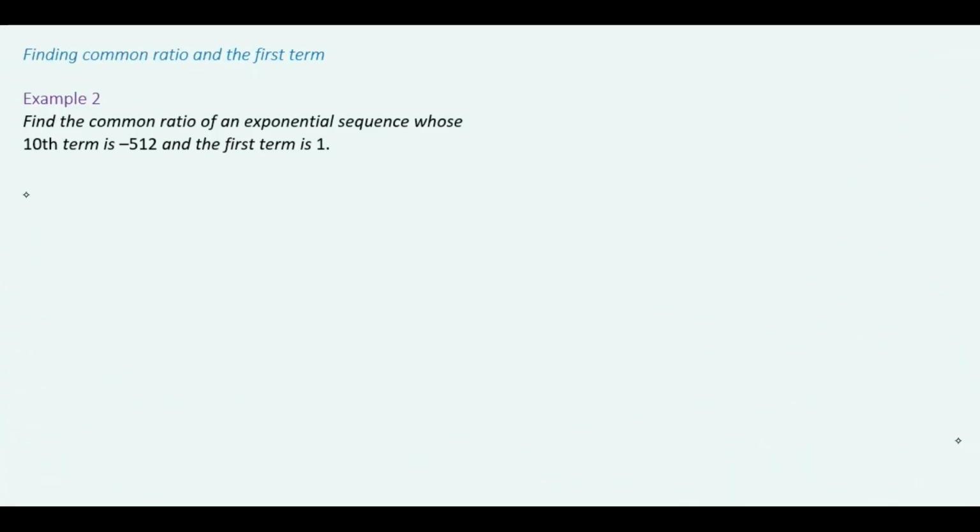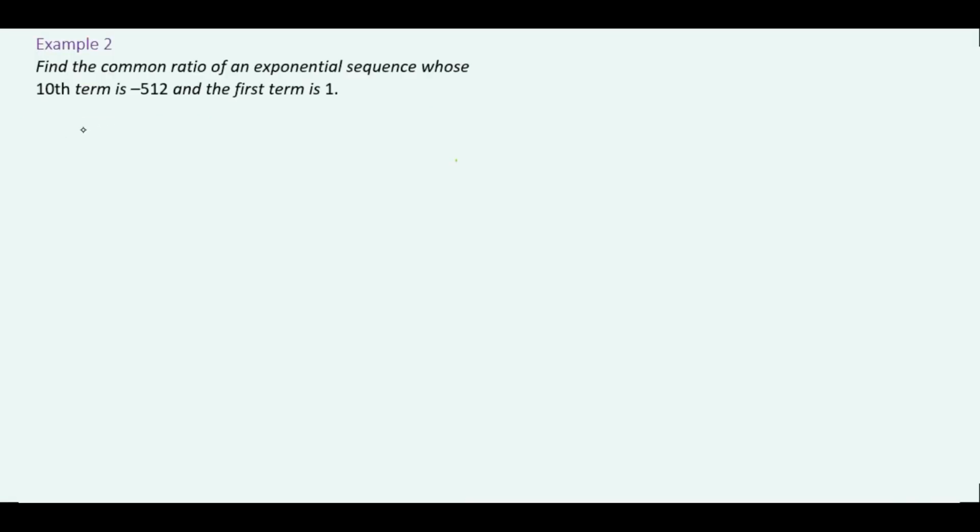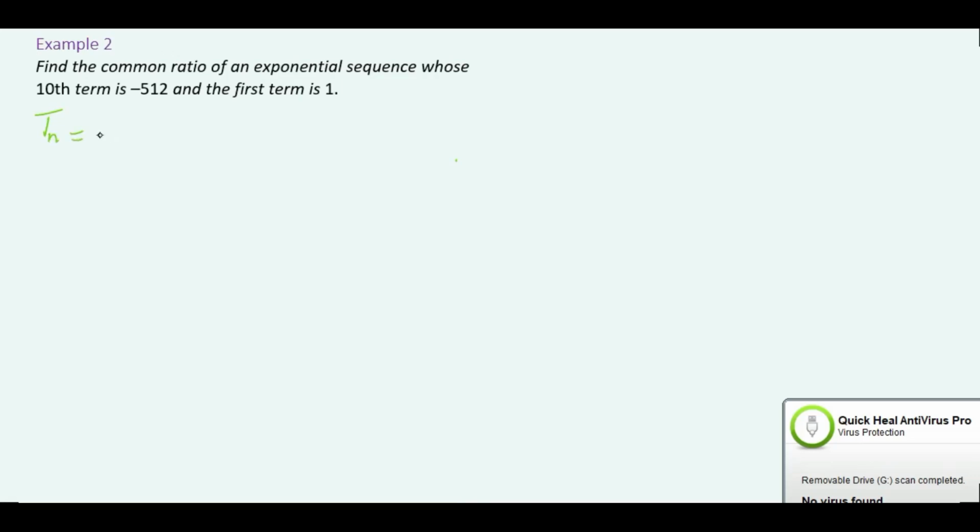Now let us look at example 2. Find the common ratio of an exponential sequence whose 10th term is minus 512 and the first term is 1. An exponential sequence is the same thing as a geometric progression, and we have been given that the 10th term is that. The nth term is ar raised to n minus 1. So the 10th term means n is equal to 10.